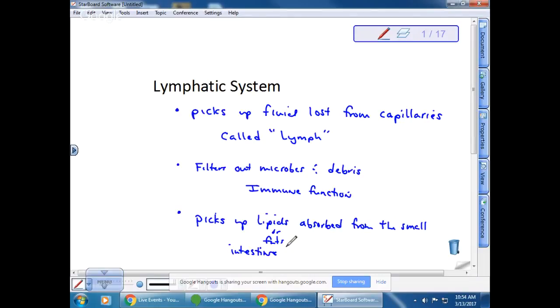if you think about it, we sometimes take in a lot of fat all at once, right? So if you eat a really fatty meal, you don't want all of that fat being dumped into your circulatory system where it could cause a problem. So what happens is it gets picked up by the lymphatic system, and then it gets delivered back up through the body and then put back into the circulatory system up near the neck, okay? So this is the main function of the lymphatic system: immune, picking up excess fluid, and transporting lipids in the body.